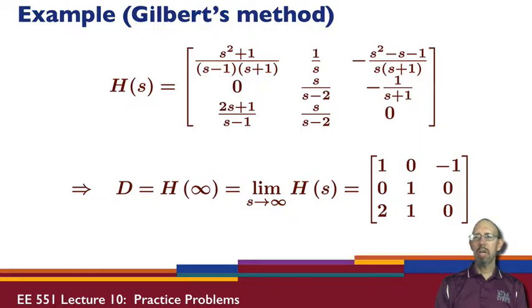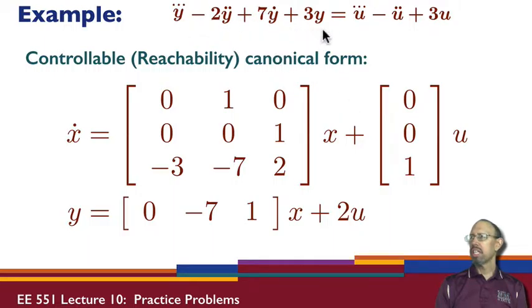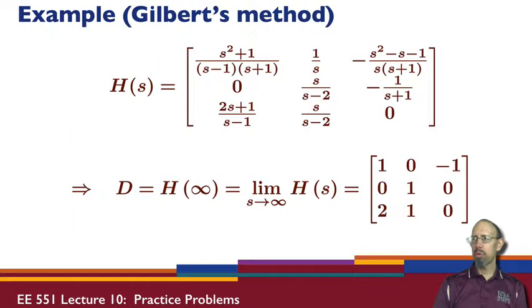Now let's take a look at an example of Gilbert's method of going from a transfer function to a state model. So this is actually going from a differential equation to a state model, but I could also have gone through a transfer function and gone to the state model as well. Okay, so this is my transfer function I want to find a state model for. So first we take the high frequency gain, the limit as s goes to infinity of H(s), and when I do that, this is what I get.